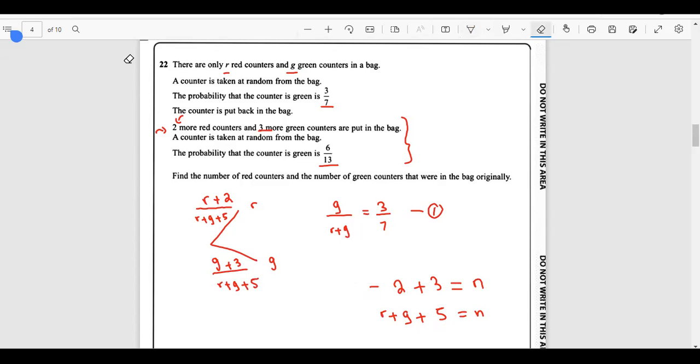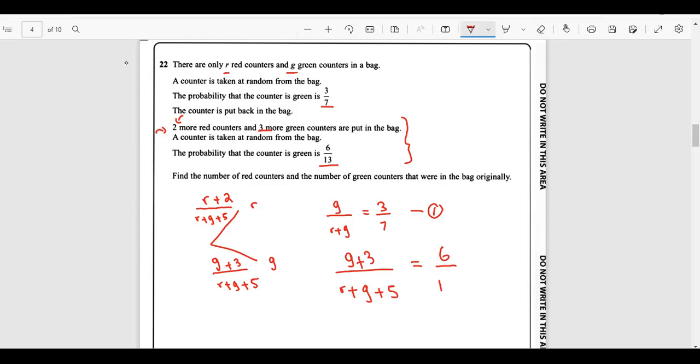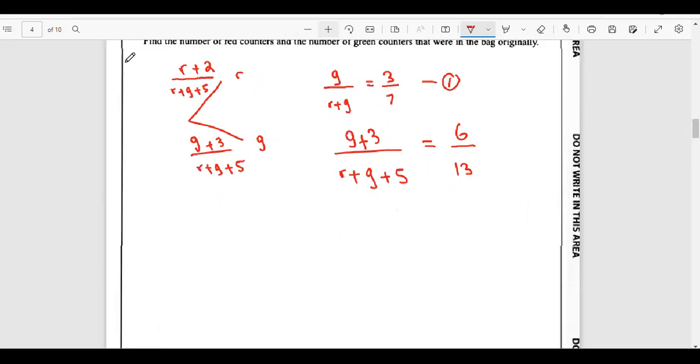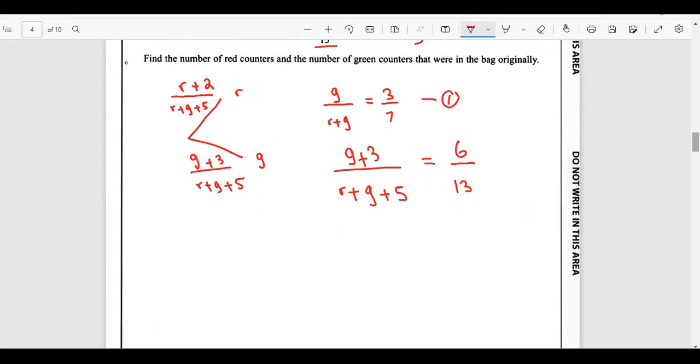So now we have the probability in terms of R and G. We can equate that to 6 by 13 and that would give us the second simultaneous equation. So G plus 3 divided by R plus G plus 5, and this thing is equal to 6 by 13. So now we are done with the question. We have two equations, and since the question was to find the number of red and green counters, we will be solving these two equations simultaneously.